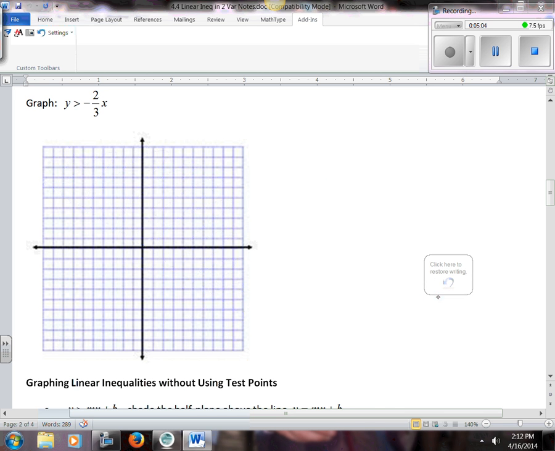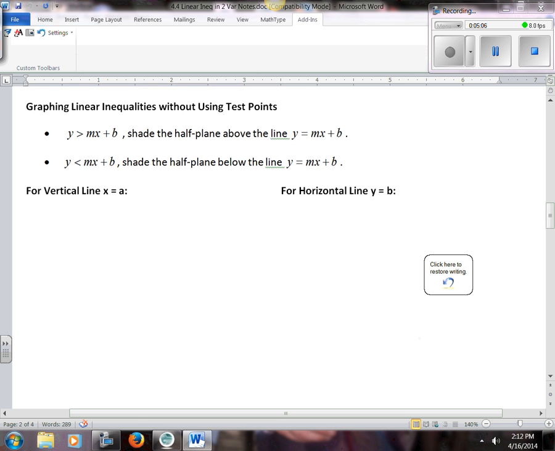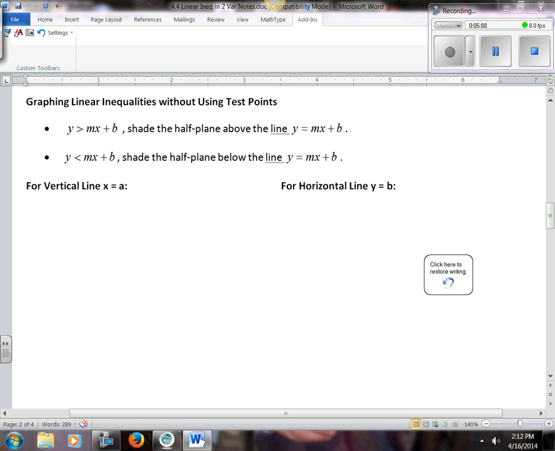Okay. Graphing linear inequalities without using test points. If it's in slope-intercept form, y equals mx plus b, if y is greater than mx plus b, we shade above or to the right. If it's less than, we shade below and to the left. But it has to be in this form, okay?